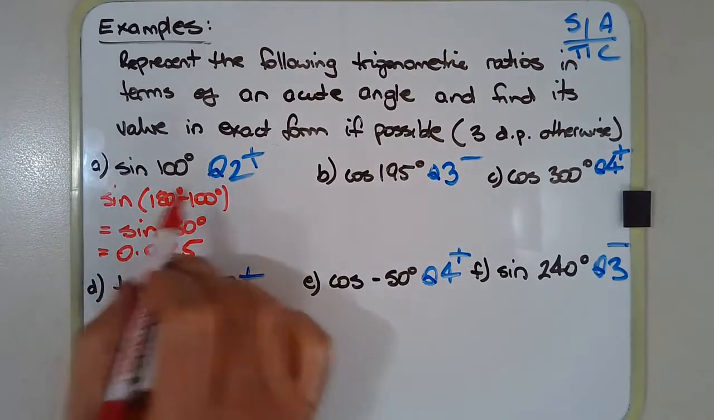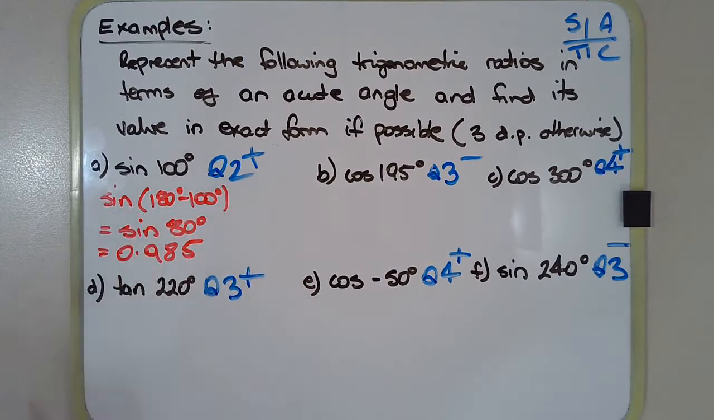We'll leave it as positive because sine is positive in quadrant 2, so the obtuse angle for sine is positive. We use that in the sine rule. Very, very important. We haven't looked at the sine rule yet, but when we do, for non-right angle triangles, you can have acute and obtuse cases. So this is why it's very, very important to know this.